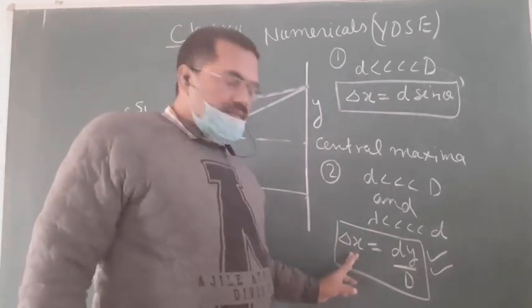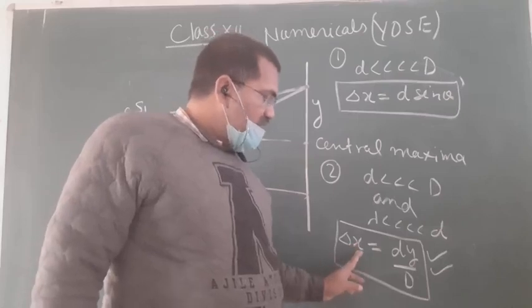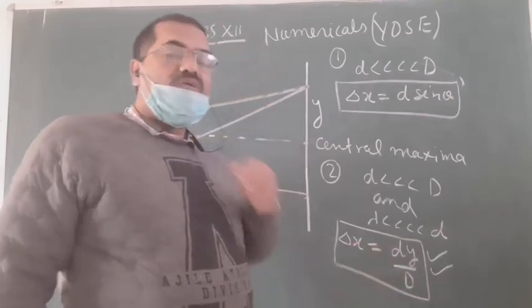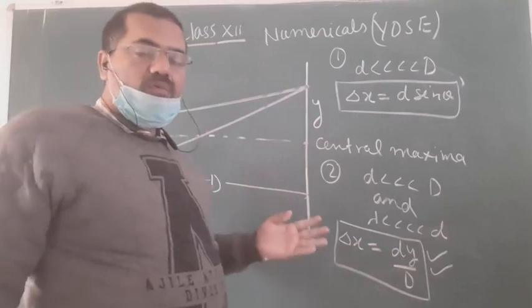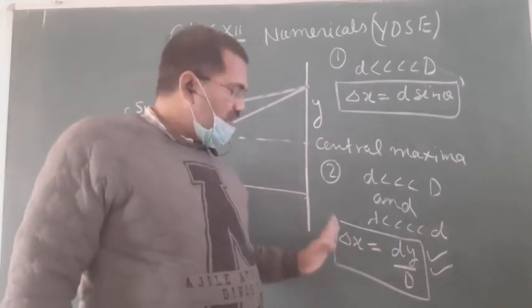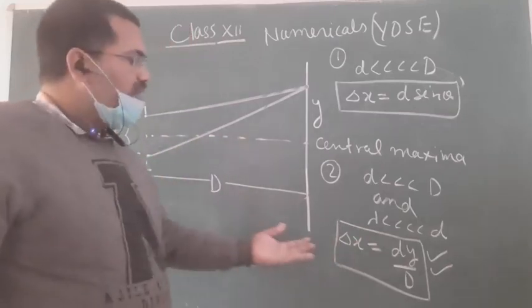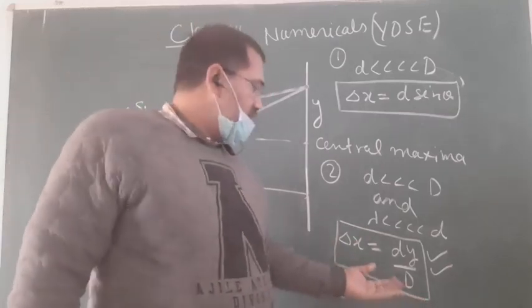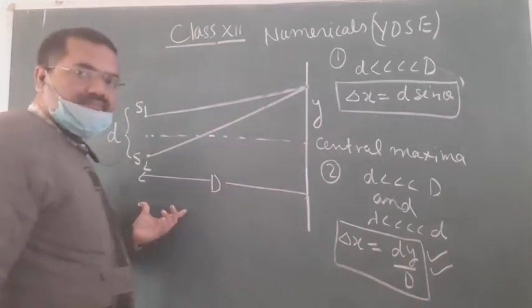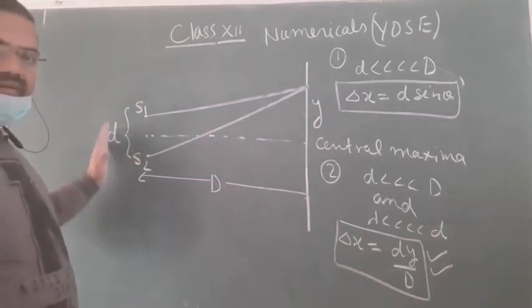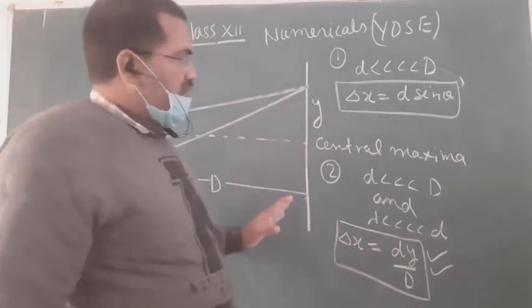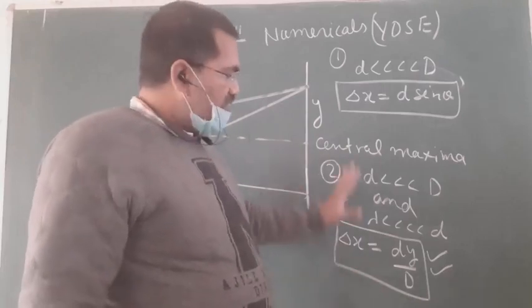Delta is the path difference. y is the position of maximas or minimas from the central maxima. Small d is the distance between two slits and capital D is the distance between the screen and slits. Clear? So very important formula.